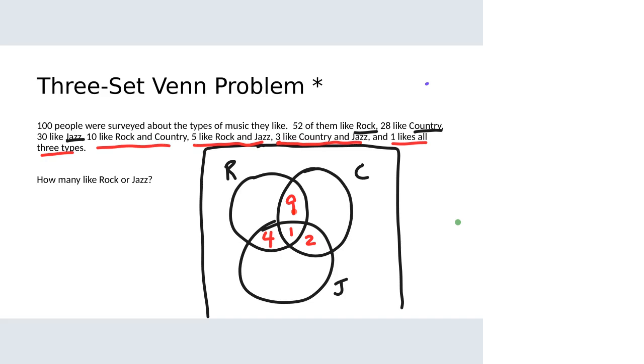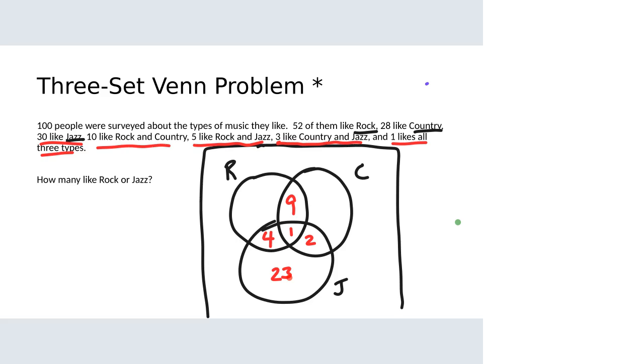All right, not that many regions left. We're doing pretty good here. I'm told that 30 like jazz, and what that means is inside this entire jazz circle, I need 30 people. Well, so far I have, let's see, 4 plus 1 plus 2. So far I have 7. In order to get to 30, I'm going to need 23 people down here in region 7. Region 7 gets 23 people.